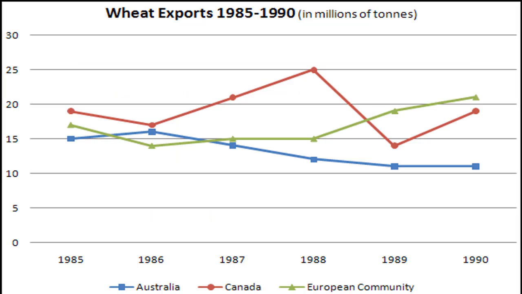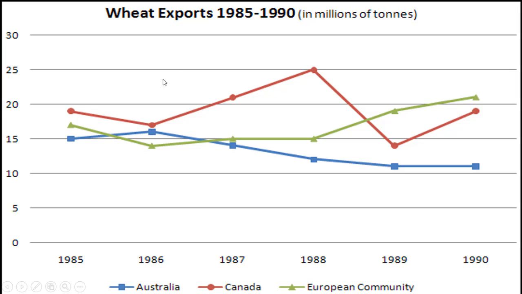This is the line graph. I want you to have time. Look at the line graph. Understand it first before you start writing anything about it. Wheat exports 1985 to 1990 in millions of tons. Okay? And it shows down beneath, if you look at here, Australia, the blue one, Canada, the red one, and the European community in the green one.